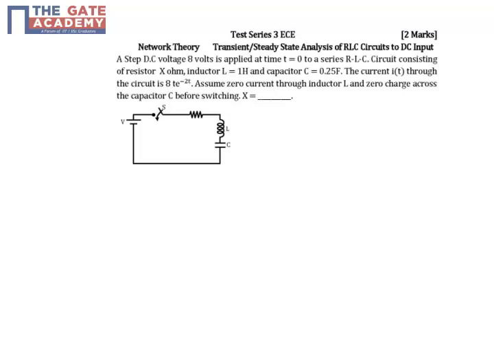In this question, we have to determine the value of the resistance such that the current passing through the network will be I of t is equal to 8t into e to the power of minus 2t. Okay, there are several methods through which we can do this problem.